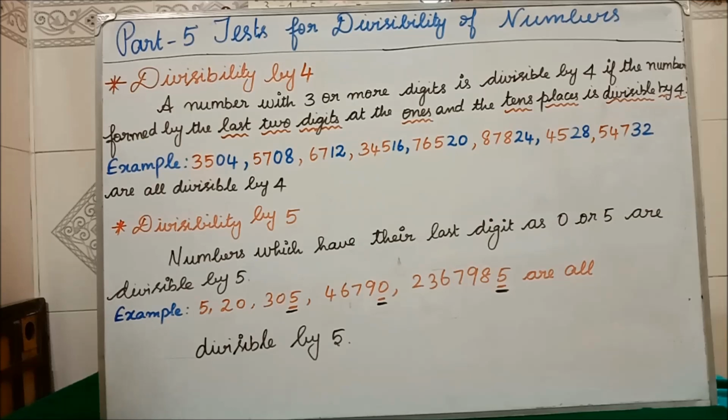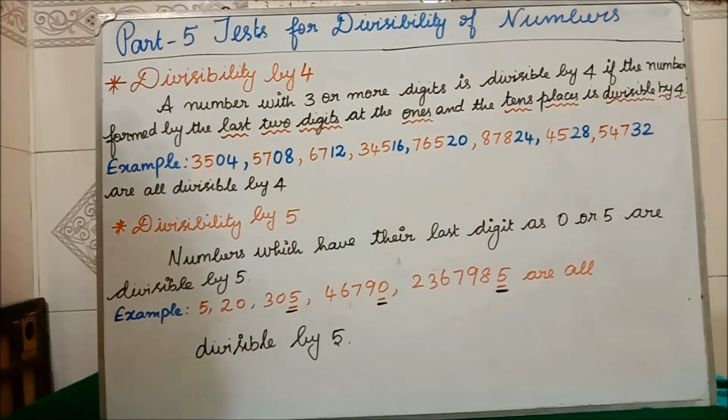Numbers which have the last digit as 0 or 5 are divisible by 5. This divisibility test we all know, isn't it? If the last digit of the number is either 0 or 5, then obviously it is divisible by 5. So 5 is obviously divisible by 5. 20 is again divisible by 5. If you see 305, the last digit is what? 5. Then surely 305 is divisible by 5.